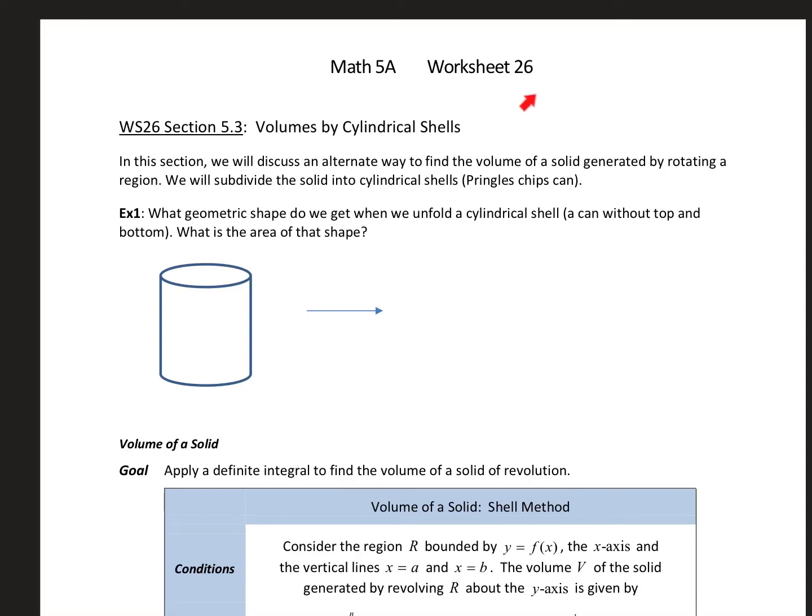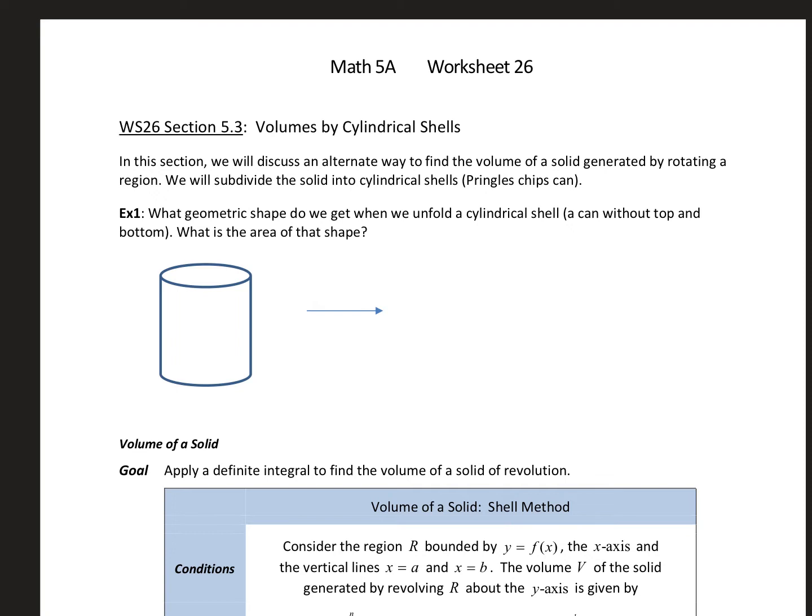Hello, welcome to workshop number 26. Here we talk about volumes by cylindrical shells. This corresponds to textbook section 5.3. In this section, we'll discuss an alternate way to find the volume of a solid generated by rotating a region.